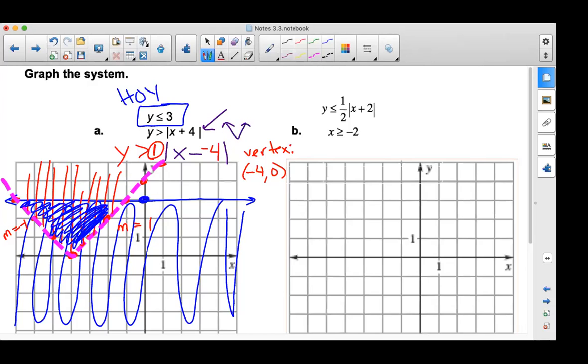If you haven't, I'd like you to see if you can graph B. Try and use the same process that we just did. So this time you have absolute value. There's a 1/2 in front. That 1/2 is the slope. Think about how the V is moving. The second equation, be careful because it says x is greater than or equal to -2, not y. So A gave us y, part B is giving us x. Just be careful with that.